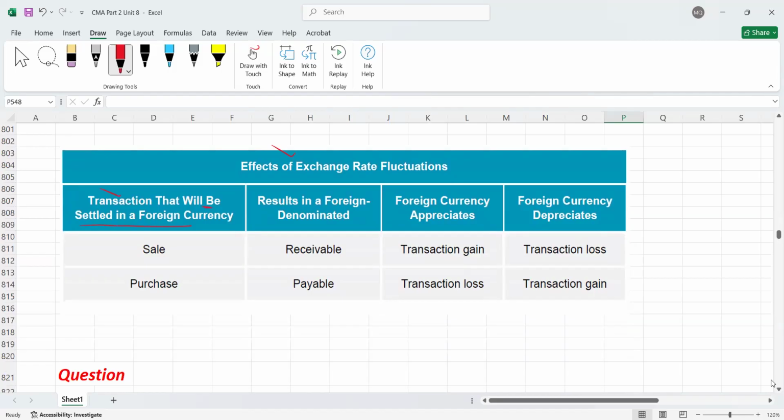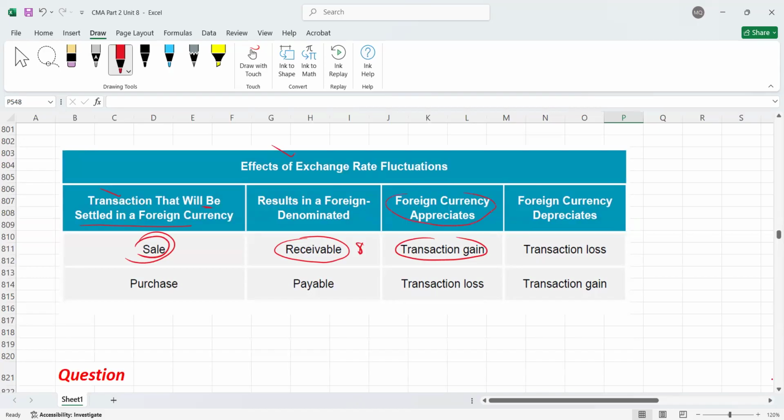What does it mean? For example, you have made sales to a US customer. I'm assuming that you are living in India. So you have made sales to the US customer. Obviously now you will receive dollars. Dollar is your foreign currency. You will receive dollars, and if the foreign currency appreciates, it is good news for you.